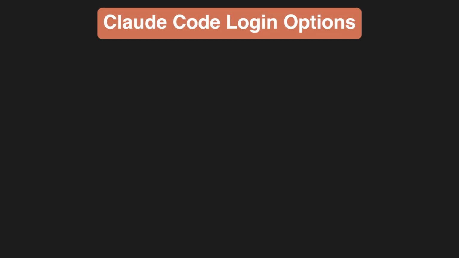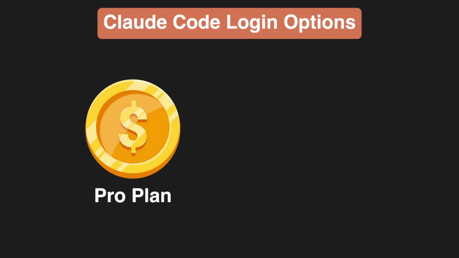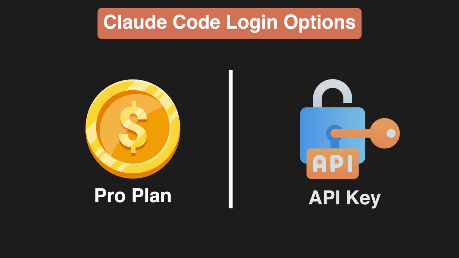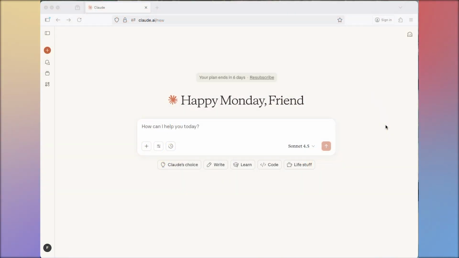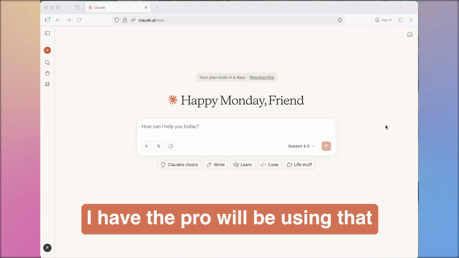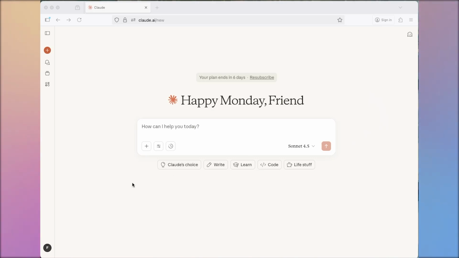To use Claude Code, you have two options. Either you can use your Pro subscription or you can use a Claude Console API key. Both options work just fine. For this tutorial, I've purchased the Pro subscription, so that's what I'll be using today.